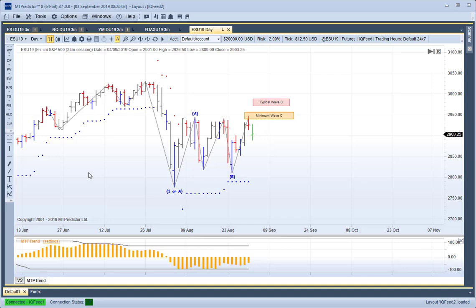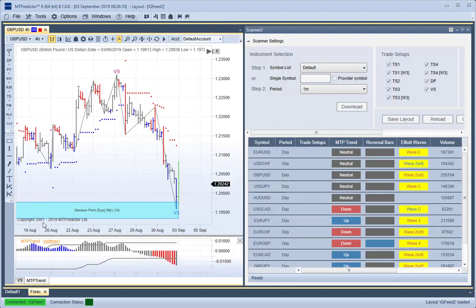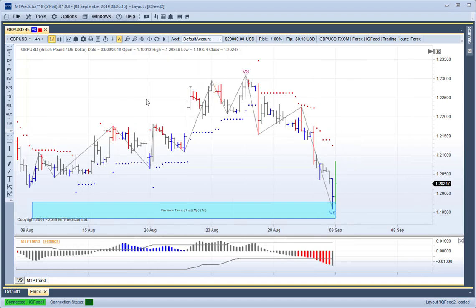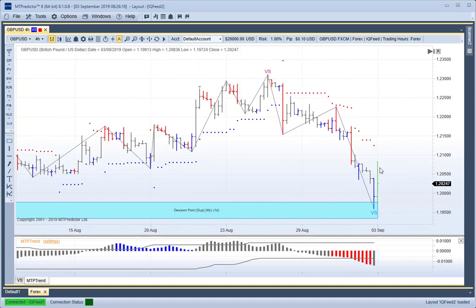Projecting in advance doesn't only work with our WPT levels, we also do it with our DP or decision point levels. A good example of that is on the Forex. I can't resist showing this at the moment. This is our Forex chart on the British pound US dollar, and obviously what's happening at the moment is, will our parliament be suspended or not, or what's going to happen here. But I just want to show you again how you can project in advance and work forward.